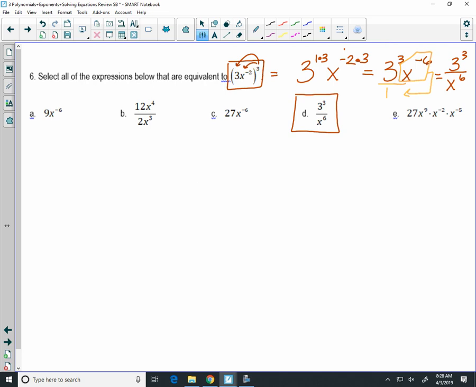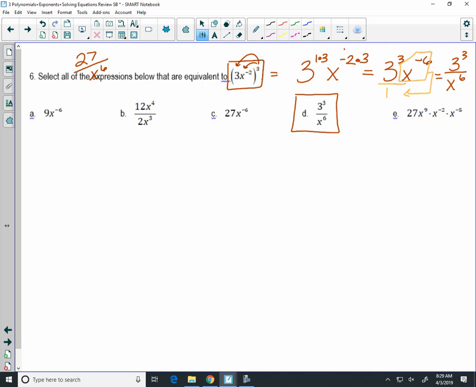The other thing is that 3 to the 3rd is 27. I think we did that one as well. So your final answer, I ran out of room over there, is 27 over x to the 6th. So I don't see that as any of our answers. Now we're going to go through and see if we can get rid of some of these options or pick any more, because it was a select all that apply.